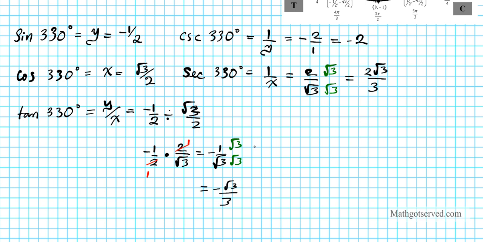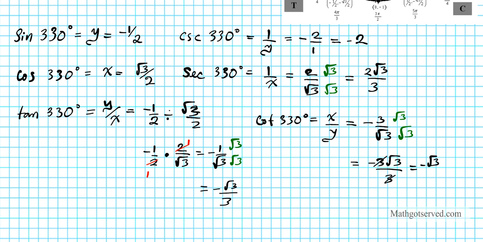Now cot 330 is x over y, or we can just simply reciprocate this number right here. So let's go ahead and do the reciprocation. If I reciprocate this, I'm going to have negative 3 over root 3. Since we can't have a radical in the denominator, multiply root 3 top and bottom. And that yields negative 3 root 3 over root 3 times root 3, which is 3. And then just divide these 3's out. And the final answer will be negative root 3. So there goes your 6 trig ratios.